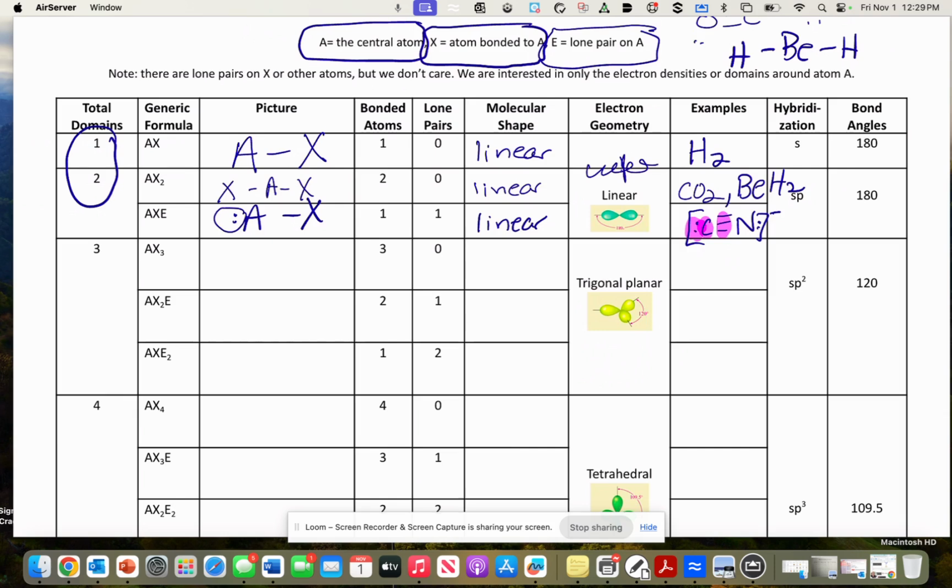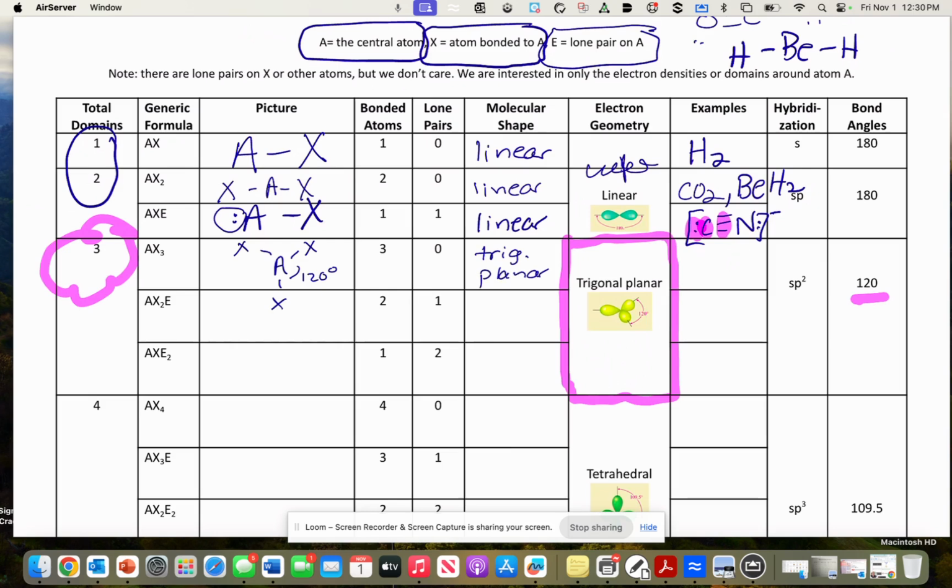Next, we're going to talk about trigonal planar. These are all going to have 3 domains, and this is sp2 hybridization. The bond angle is going to be 120, or it could be a little less when you have lone pairs that compress the shape. I will draw on here, and then I'm going to show you on the PhET too. This would be A, X, X, and X. The bond angle here is 120. The shape of this is trigonal planar.